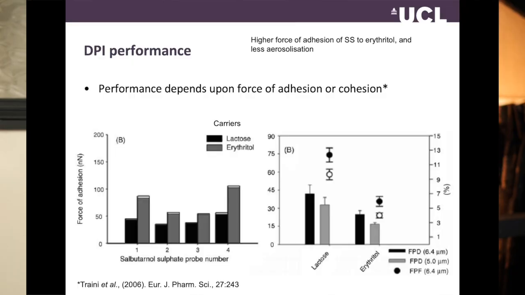relative to the lactose. And if you look on the right hand side of this graph, this is just showing you the fine particle distribution or fine particle fraction, they're both shown, for lactose or erythritol, and you can see that the FPF for lactose formulation is higher than the FPF for erythritol for precisely that reason. The force of adhesion is higher, so less of that drug is coming off when it's inhaled.